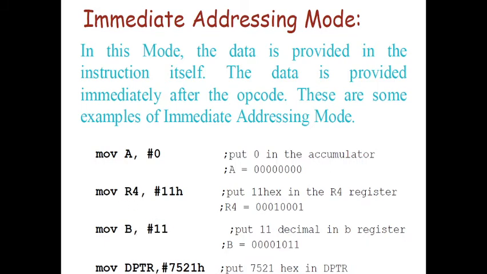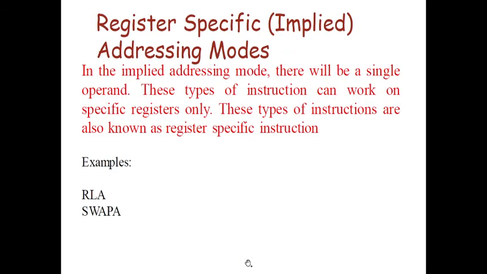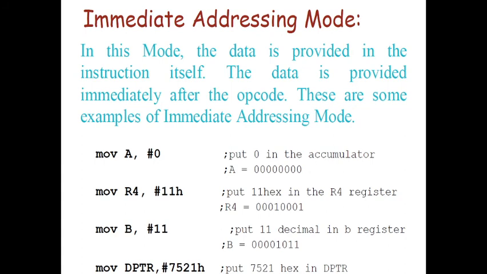And next, MOV DPTR, #7521H. The hexadecimal data 7521 is moved on to the data pointer. 1 is 0 0 0 1, 2 is 0 0 1 0, 5 is 0 1 0 1, 7 is 0 1 1 1. So this data is moved on to the data pointer. This is about the immediate addressing mode. In this case, the data which is to be operated on is directly specified in the instruction itself.